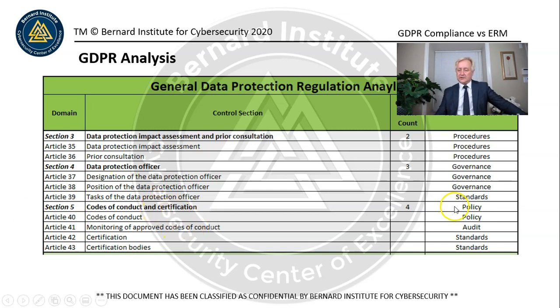Codes of conduct. These are about policies and monitoring of approval of codes of conduct. This is an audit process. Certification. These are standards, certification bodies. Again, more standards. These are external groups that are going to be able to certify. So they're going to conduct audits against the standards that we have set up and determine whether or not we're following the highest level of standard that's required to protect that information.